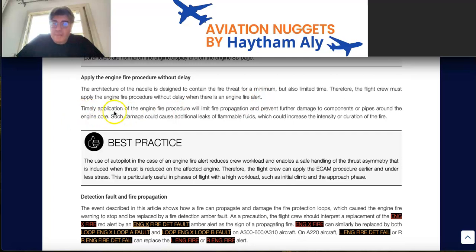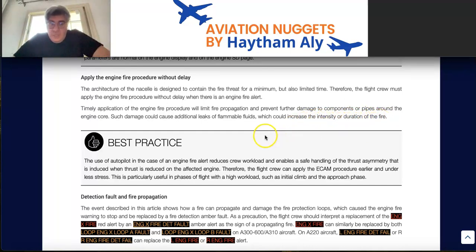Timely application of the engine fire procedure will limit fire propagation and prevent further damage to components or pipes around the engine core. Such damage could cause additional leaks of flammable fluids, which could increase the intensity or duration of the fire. So if you delay your procedure, you may suffer a bad scenario, which can take us to an additional leak of flammable fluids, increasing the intensity or the duration of the fire.